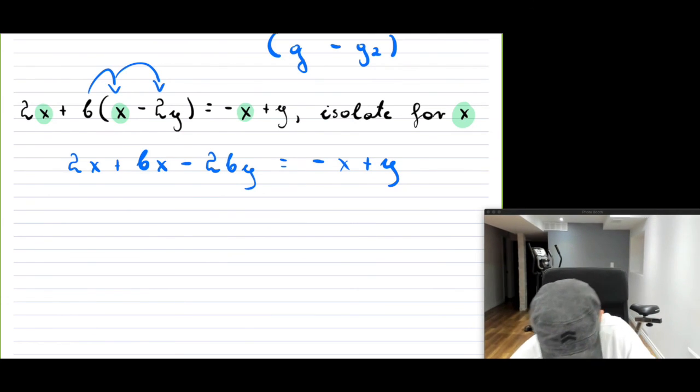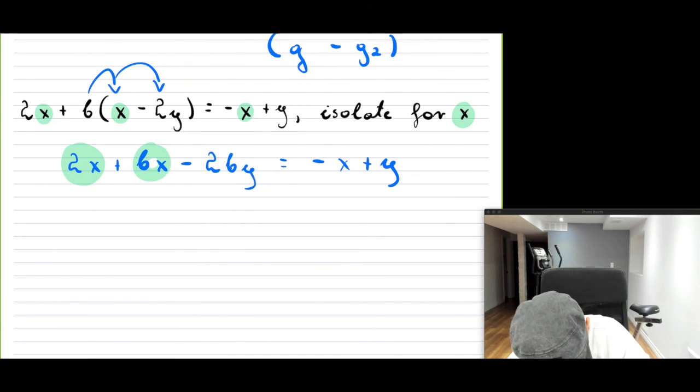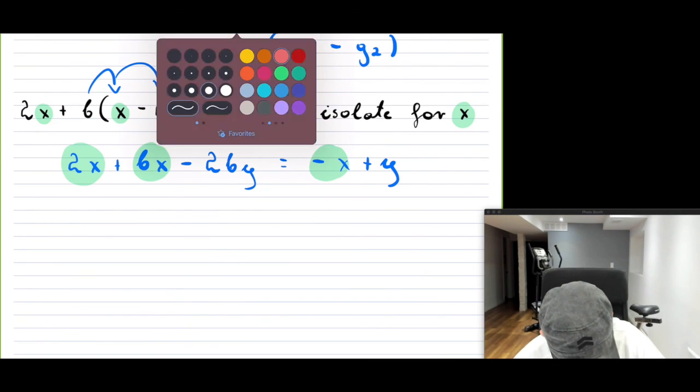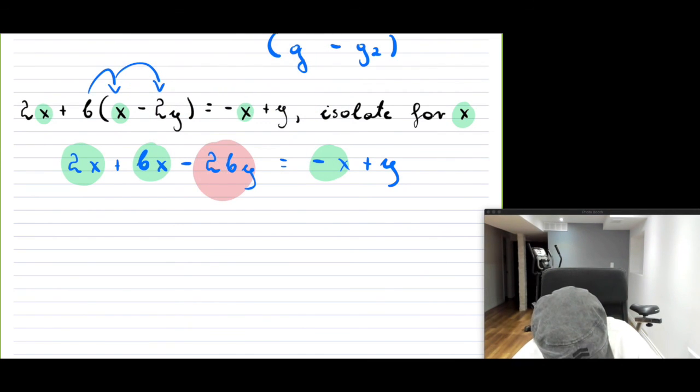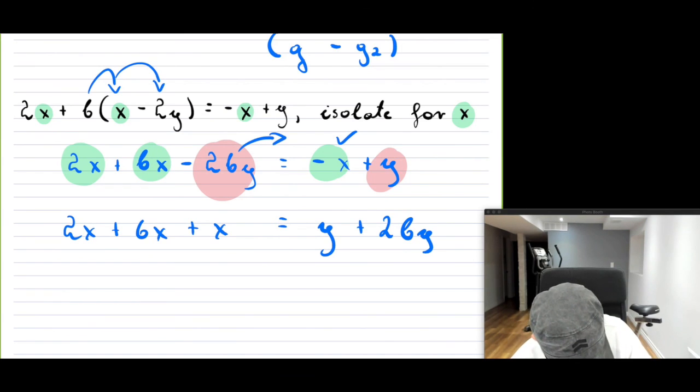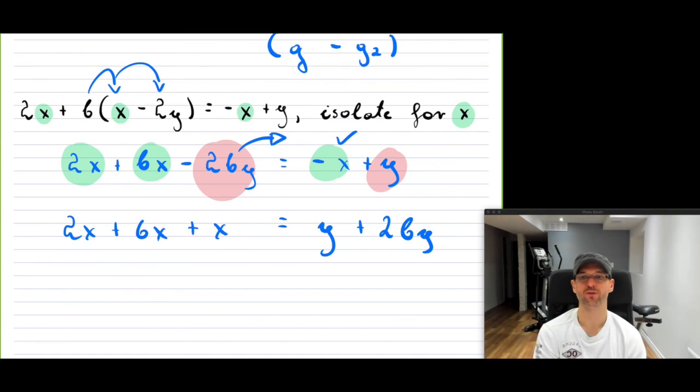Now my goal is I want to collect all the terms with the x. So those are these guys. I'm going to bring them all to one side. All the other terms, so this term right here, are going to go on its separate side. So that means I have 2x plus bx. The negative x is going to now become positive x. And now I'm going to get y plus 2by because I moved this over to this side. So far, I hope you're with me.